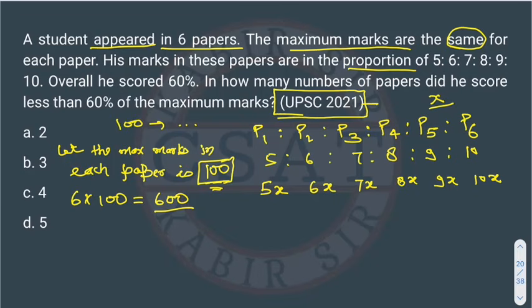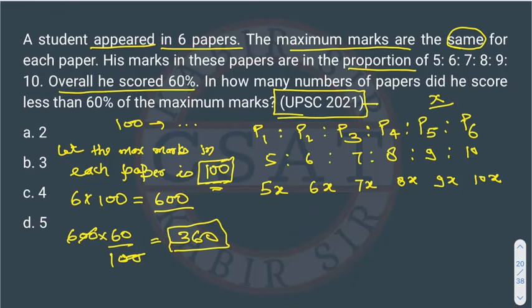Okay. So in the proportion, overall he scored, what is the score of the student? He is scoring 60%. Okay. So 60% of 600. What is 60% of 600? It will be 360, right? So the student scored 360. Okay, and we know in each paper how much marks he scored. So if we add the marks of all his papers, then it will be equal to 360 or not? You tell me that, right? It will be equal.